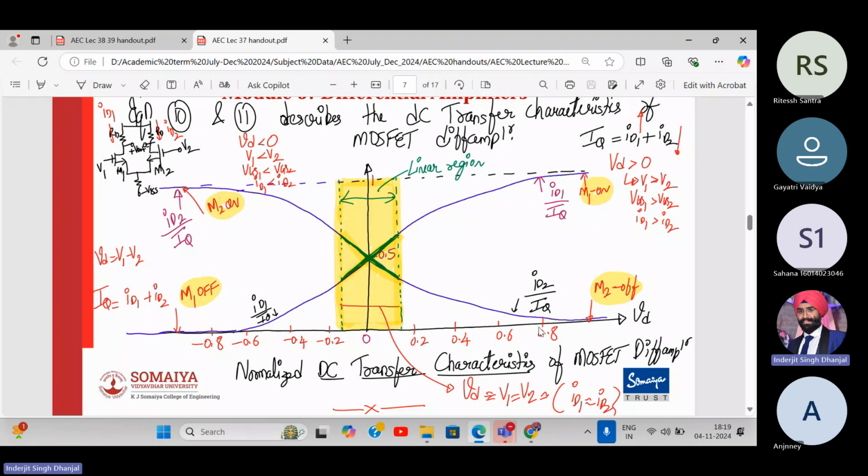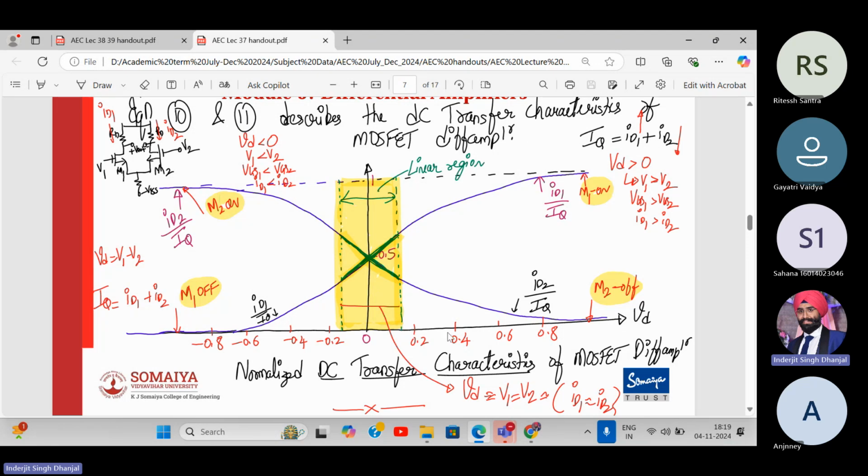So if the difference is positive, then the M1 transistor will be fully on and the M2 transistor will cut off. That means beyond this yellow linear region, this MOSFET differential amplifier will not work as a differential amplifier. Only within the linear range will it work as a DFAM. That is what we learned from this DC transfer characteristic.